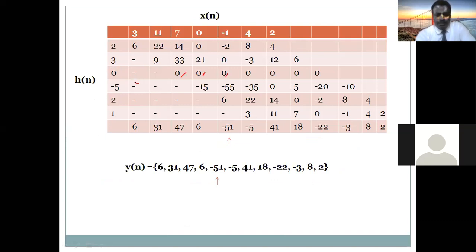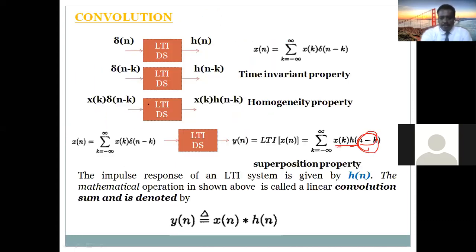Next, shift by how many times? 3 times. Here you see, no shift, shift by 1, shift by 2, shift by 3. In this case, shift by 4 times. The last one, shift by 5 times. Okay, before you multiply, you have to shift. So after all this multiplication, what is the next step? The next step is summation in the formula.